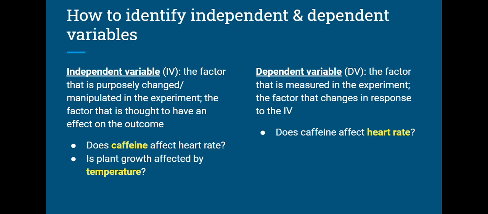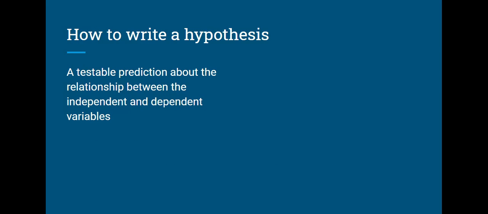So in this case, heart rate may be affected by caffeine, so it depends on the amount of caffeine. Or we're saying that plant growth would be our dependent variable. The plant growth is dependent upon temperature. So once you've identified the independent and dependent variables, you can then write your hypothesis, which is a testable prediction about the relationship between those independent and dependent variables.